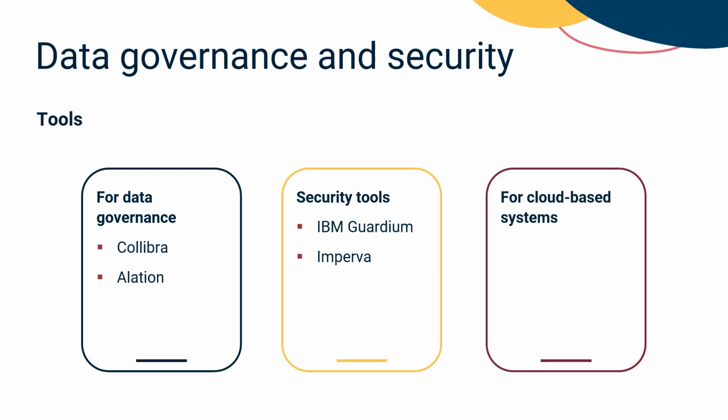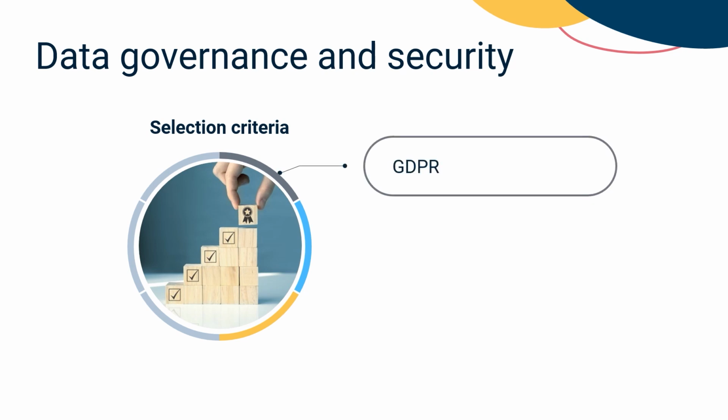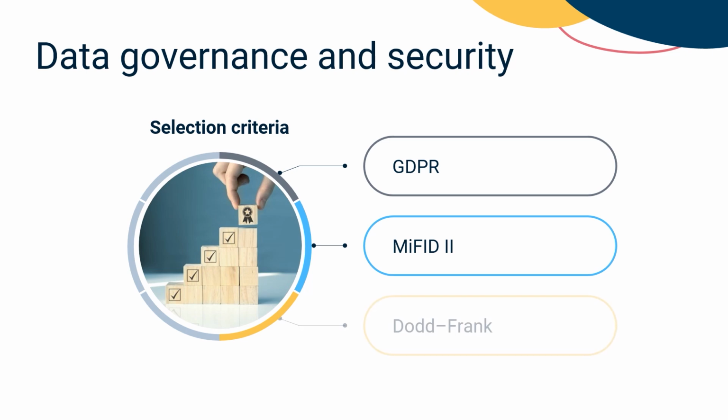For cloud-based systems, built-in solutions like AWS Identity and Access Management, or IAM, and Azure Security Center are reliable. The focus should be on compliance with regulations such as the General Data Protection Regulation, or GDPR, Markets in Financial Instruments Directive, or MiFID II, and Dodd-Frank.